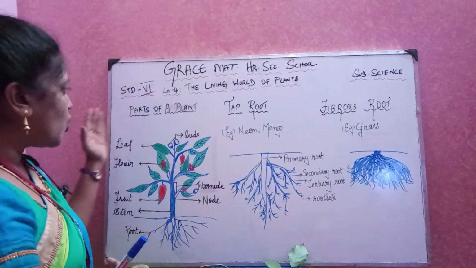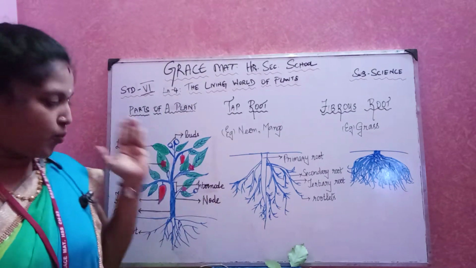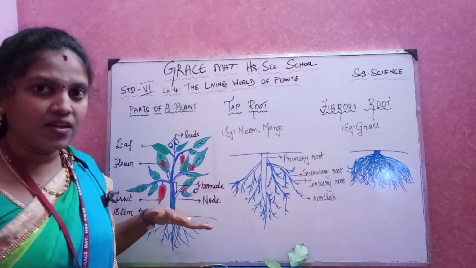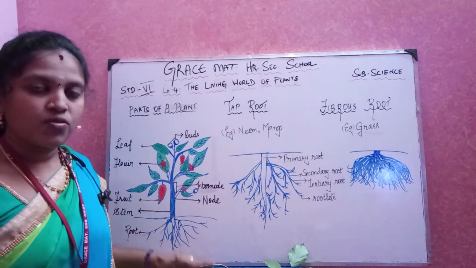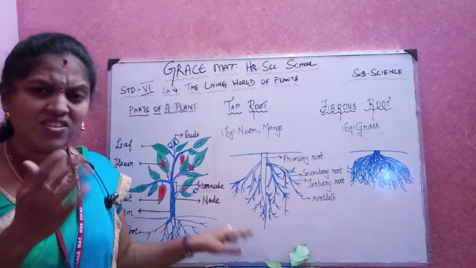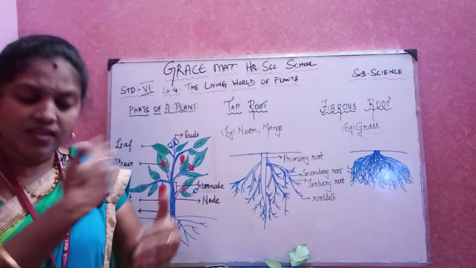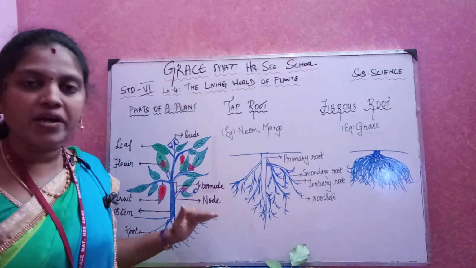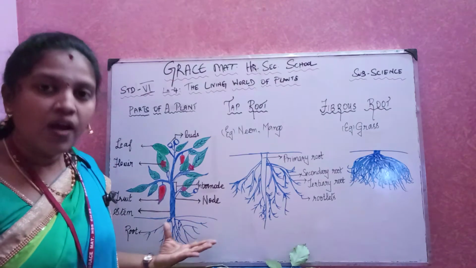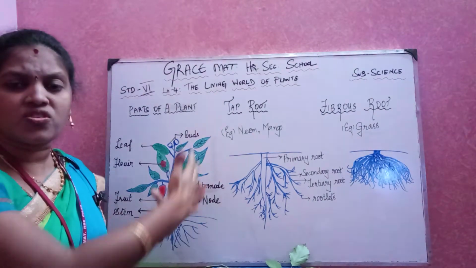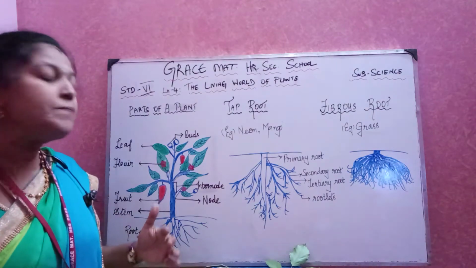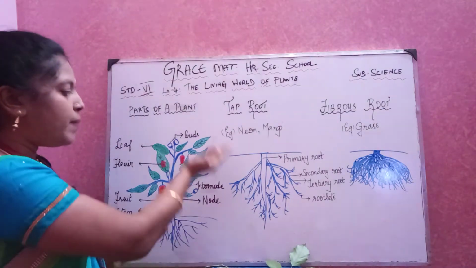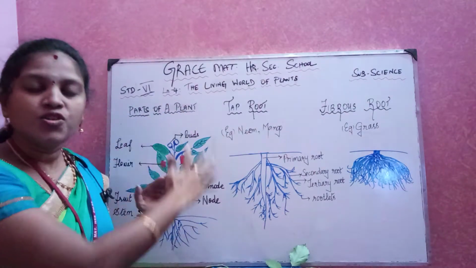Now let me show you the parts of the plant in a diagrammatic way. First, as I told you, the basal part of the plant is the root system. So the part of the plant which is seen underneath the ground is called the root system. The root system comprises the roots. We'll know much about the structure of the roots later on. Next, the part of the plant which is seen above the soil is called the shoot system.